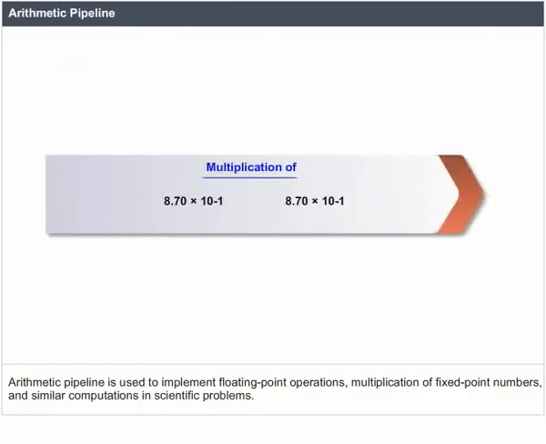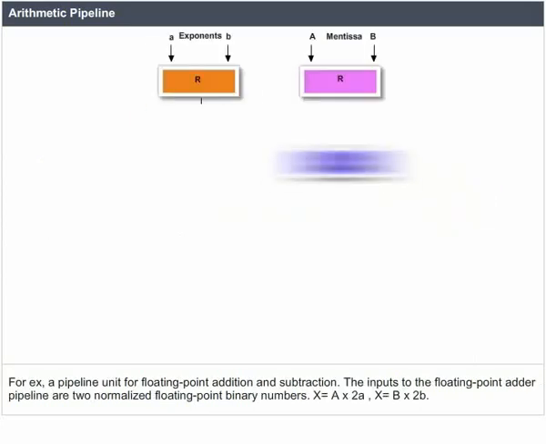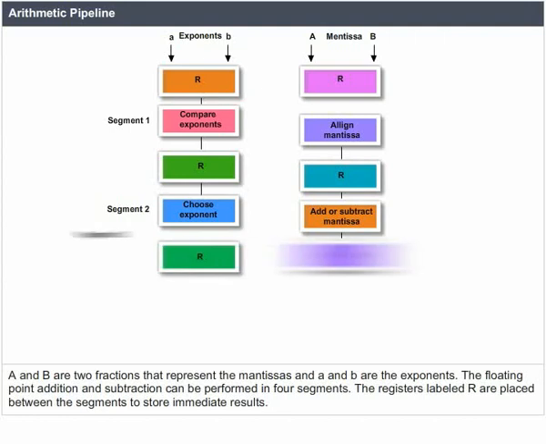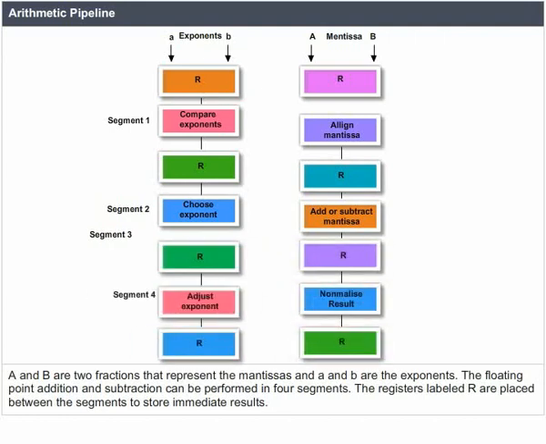Arithmetic pipeline. An arithmetic pipeline is used to implement floating point operations, multiplication of fixed point numbers, and similar computations in scientific problems. For example, a pipeline unit for floating point addition and subtraction. The inputs to the floating point adder pipeline are two normalized floating point binary numbers, X = A x 2^a and Y = B x 2^b. Capital A and capital B are two fractions that represent the mantissas, and small a and small b are the exponents. The floating point addition and subtraction can be performed in 4 segments.